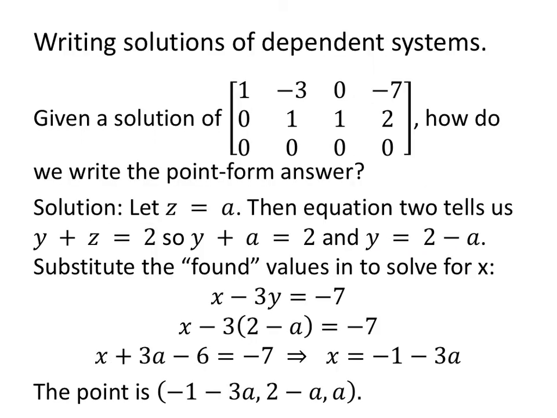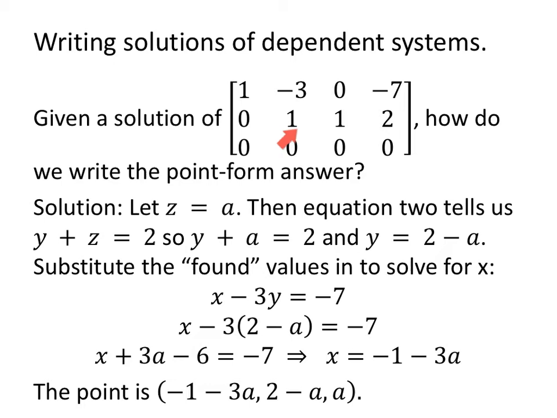How do we write the solution of a dependent system? So if we have the matrix on the previous screen, first of all, we're going to let z be a. So it's dependent. It depends on what you choose. And so we're going to put an arbitrary value. So z is arbitrary. Z is a.